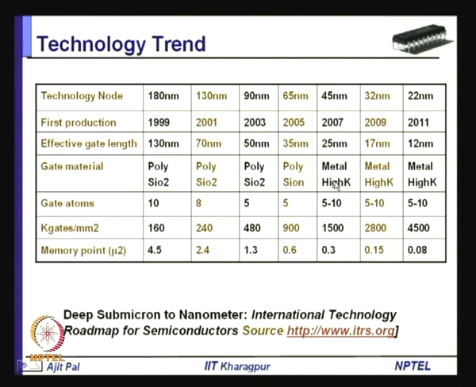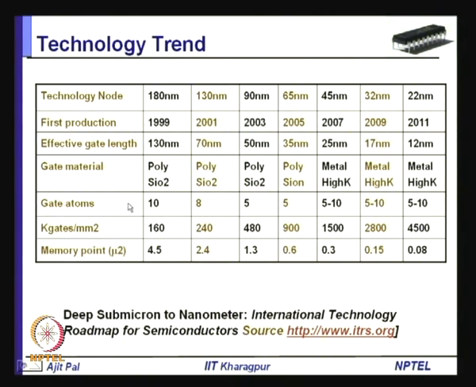Obviously, we cannot use silicon dioxide, but we have to move to some other material which has high K dielectric. High K means a higher dielectric constant, and with that you can have a little more thickness, 5 to 10 atoms, and that will continue as you go from 45 nanometer to 32 nanometer and 22 nanometer. Whenever you switch to high K material, we cannot use polysilicon as the gate material. We have to use metal on top of that high K dielectric to realize the gate.